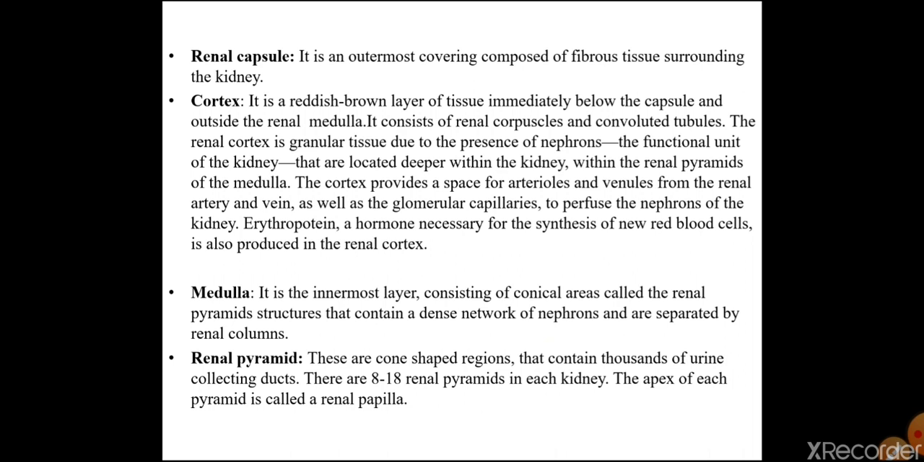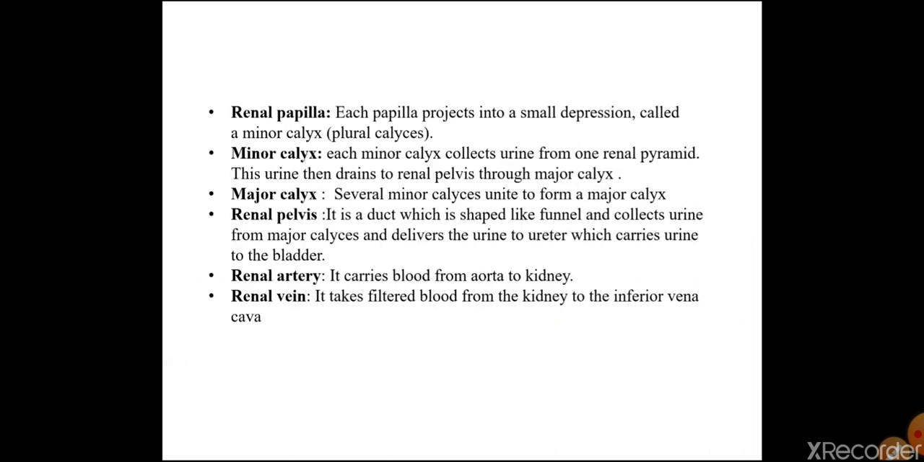There are 8 to 18 renal pyramids in each kidney, and the apex of each pyramid is called a renal papilla. Each renal papilla projects into a small depression called a minor calyx, plural calyces. A minor calyx collects urine from one renal pyramid, and this urine then drains to the renal pelvis through the major calyx. A major calyx is a collection of several minor calyces.